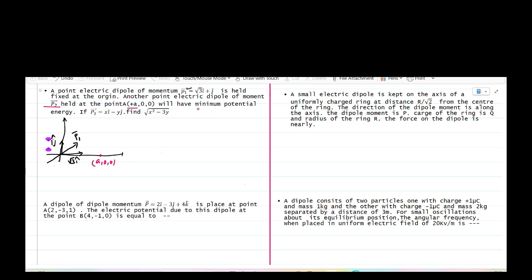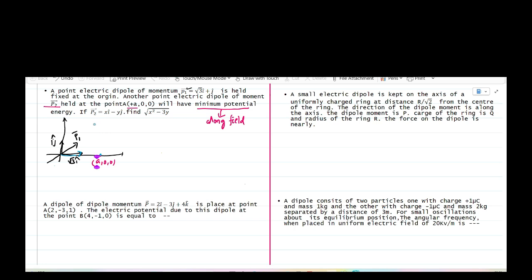It will have minimum potential energy. The potential energy is minimum when the dipole is aligned along the field. That means I want to find the field due to this dipole P1. Now root 3 i cap is the axial component of the dipole moment, and 1 j cap, being perpendicular, is the equatorial component of the dipole moment for point A.